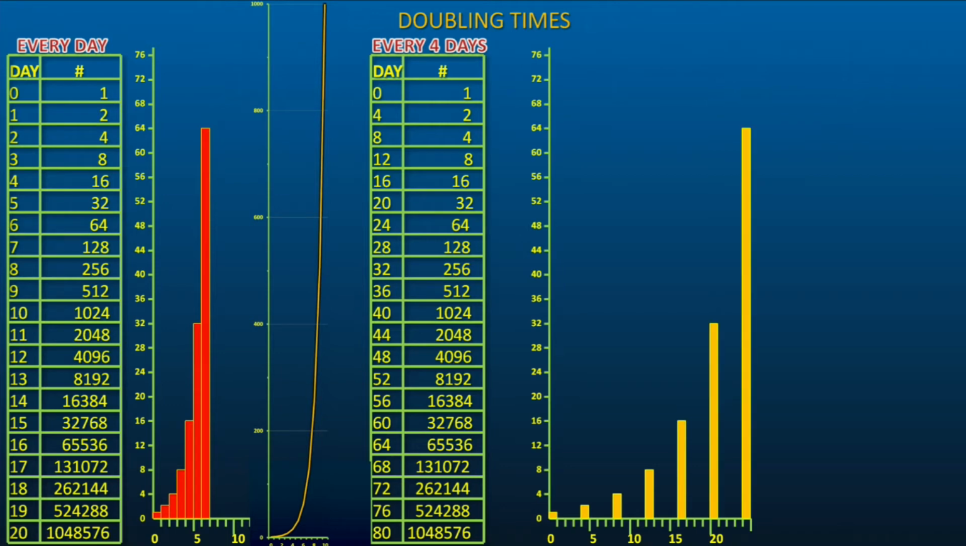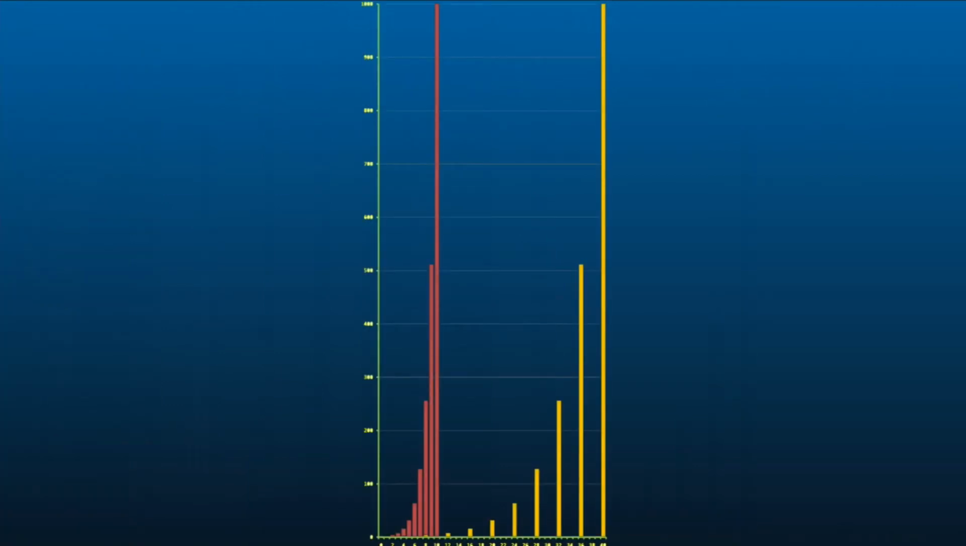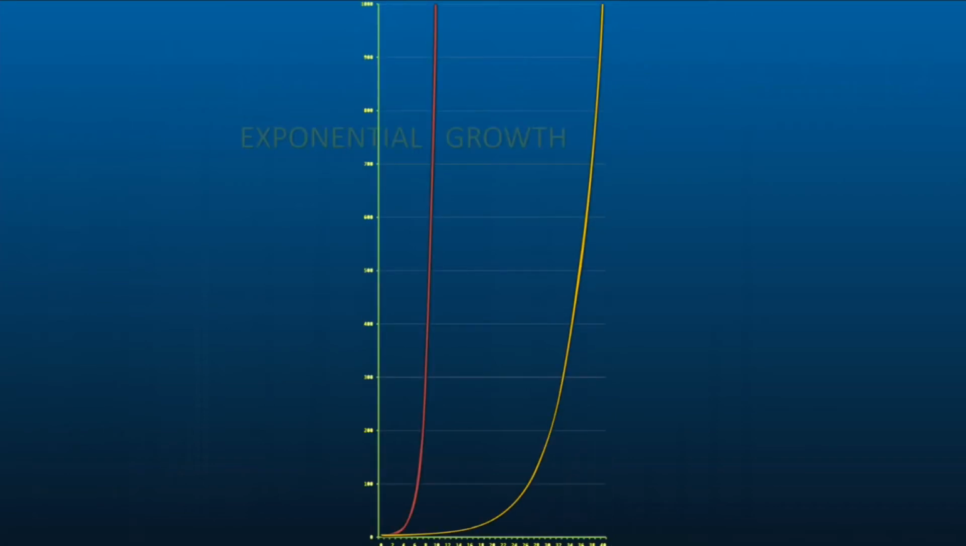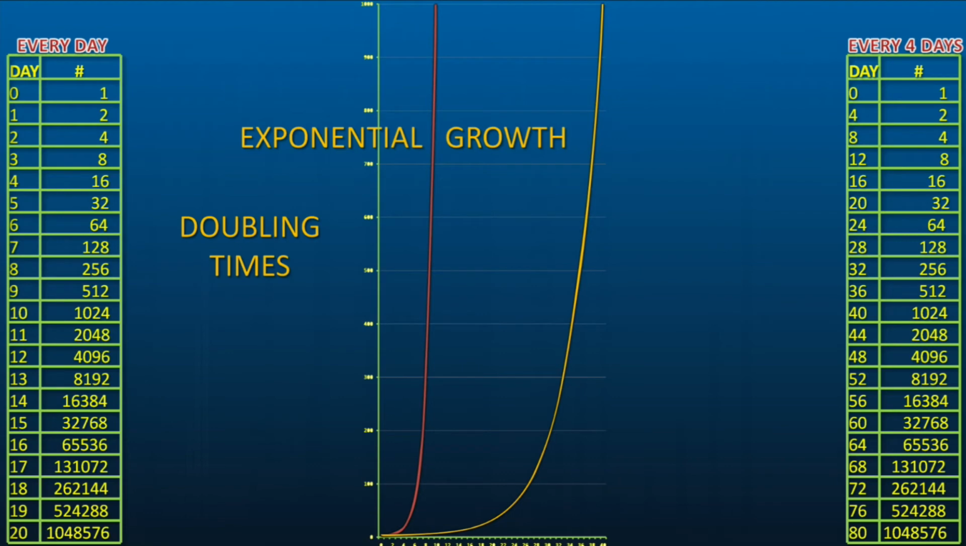Now let's superimpose the 2 graphs onto the same axis. The curving upward shape of each graph is very similar to each other and is representative of exponential growth, but of course the rise or the slope of the orange curve is more gradual, less steep, because it reflects the doubling time of every 4 days instead of every day, as represented by the much steeper red curve.